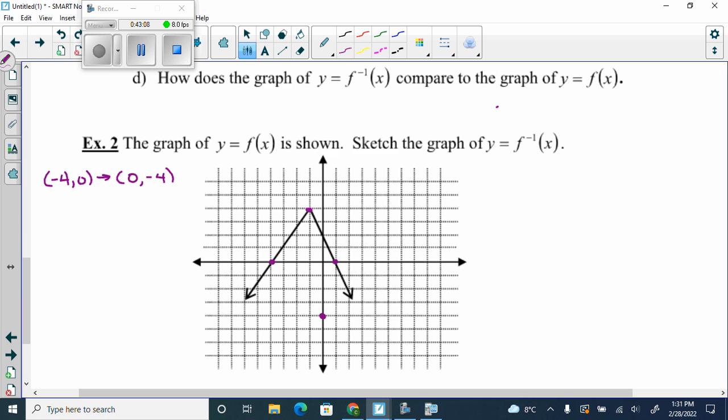Then I go to the next one. I don't like to make gaps because then it gets all crazy. I'm going to go to my next one, which is at negative 1 and 4. So it's going to become 4 and negative 1. I'm going to put a line. And then I have 1, 0. It's going to become 0, 1.